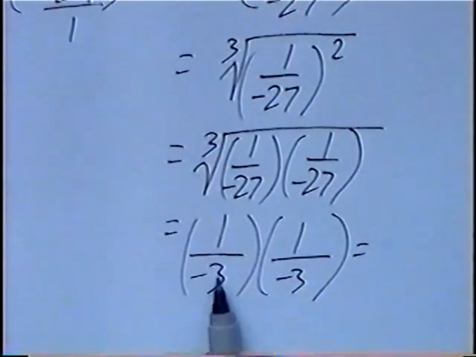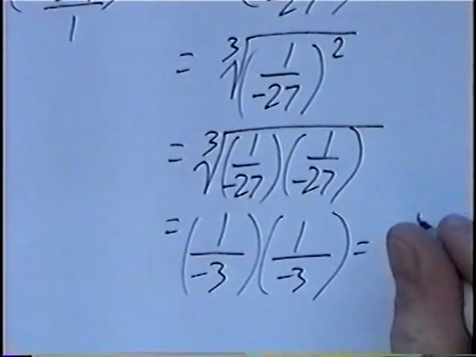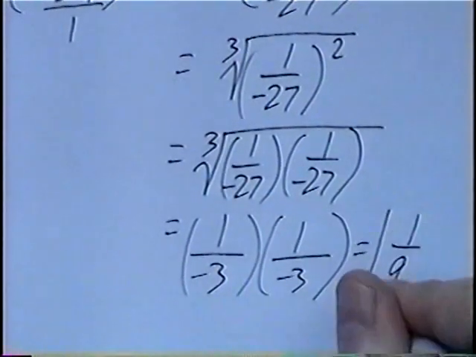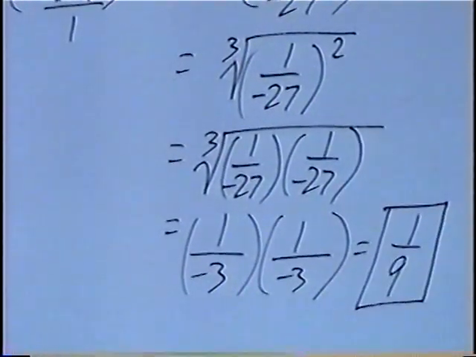After taking the third root, we can multiply the fractions. Multiplying straight across will give us the answer of 1 over 9.